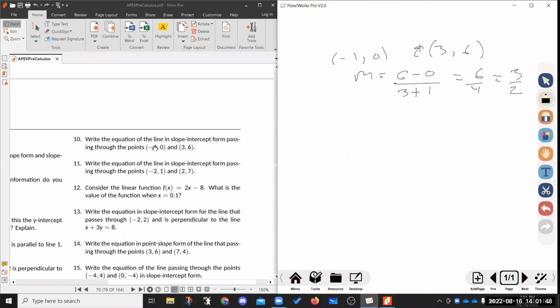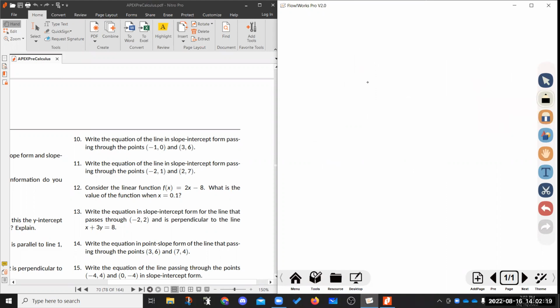And then I'm going to use (-1, 0) as my point. y minus y1 is equal to m times x minus x1. y is equal to 3/2 x plus 3/2. I'm already solved for y, so I'm in slope-intercept form.